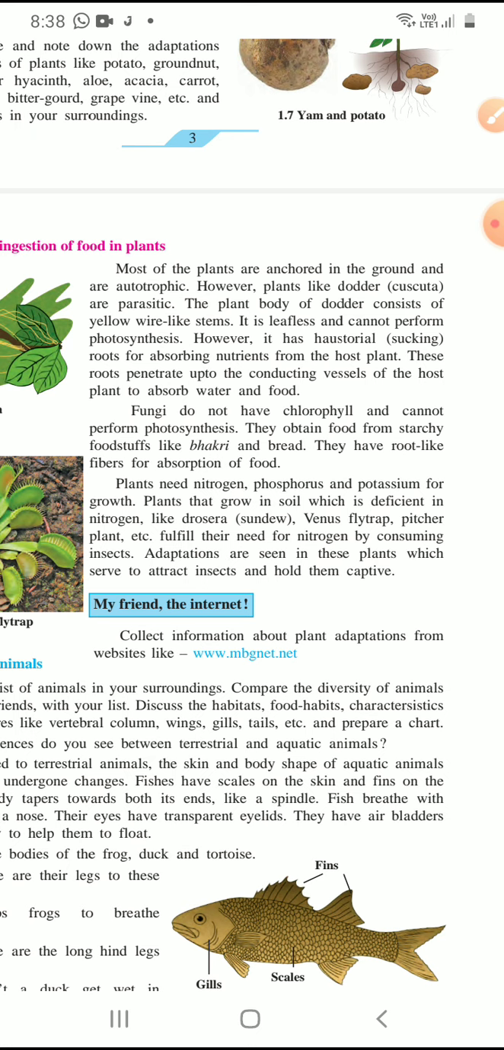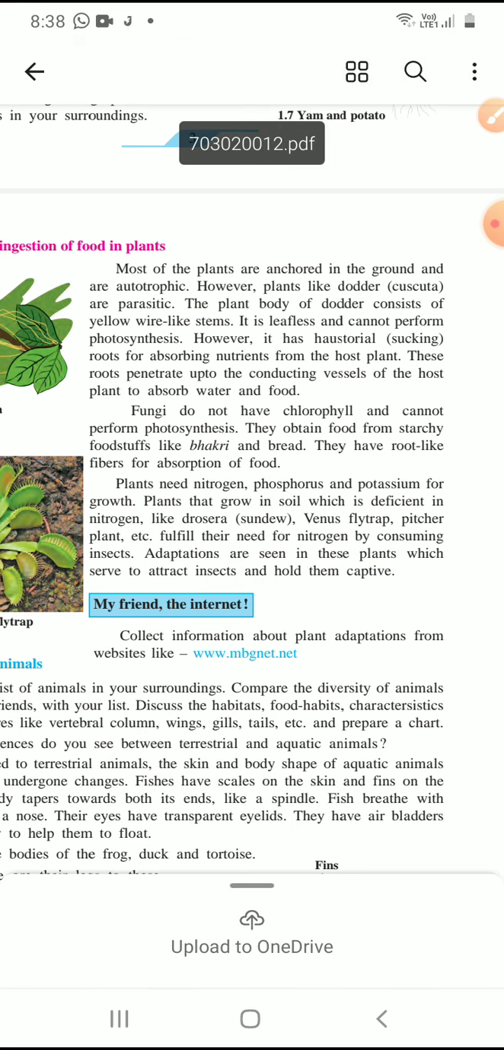However, it has haustorial sucking roots for absorbing nutrients from the host plant. These roots penetrate up to the conduction vessels of the host plant to absorb water and food.